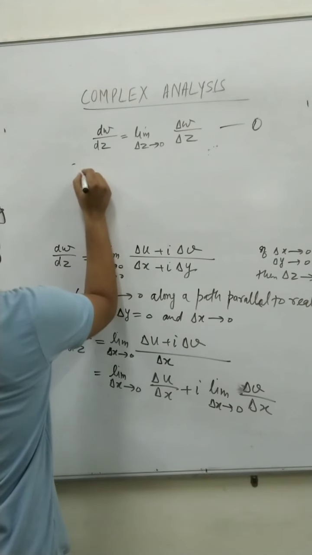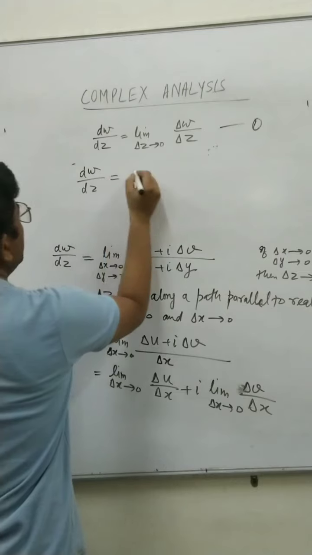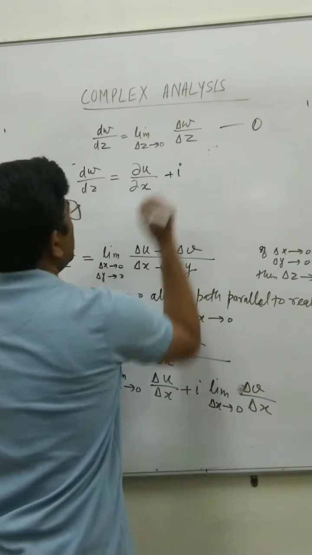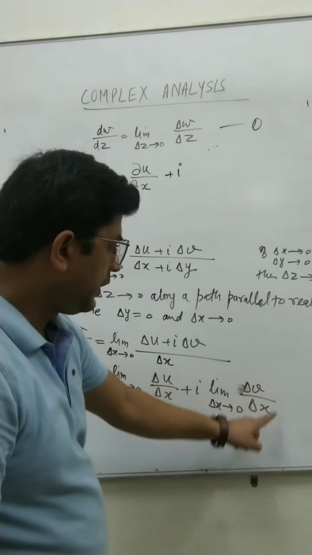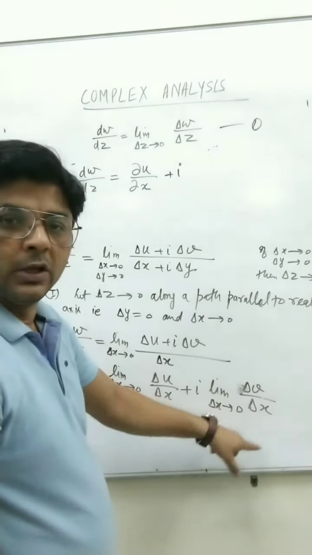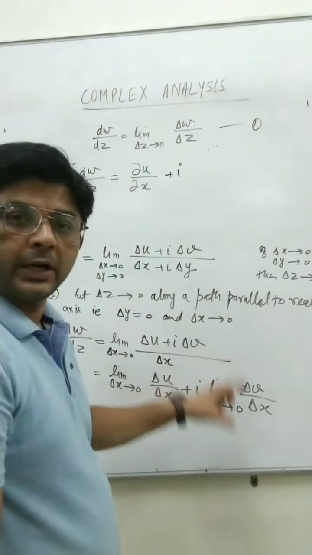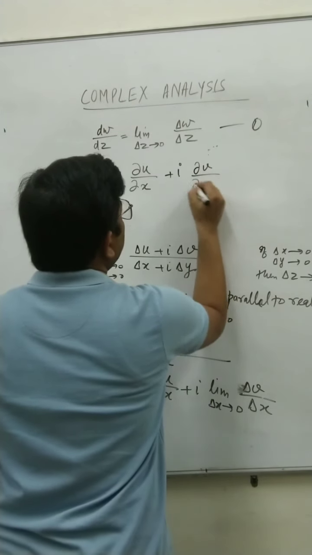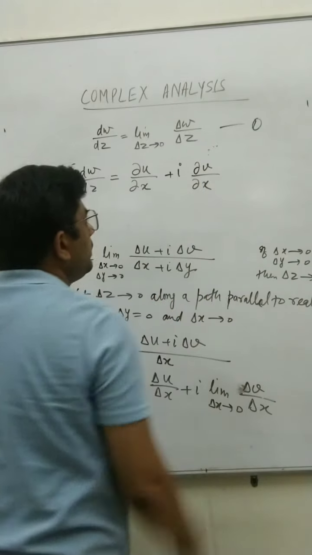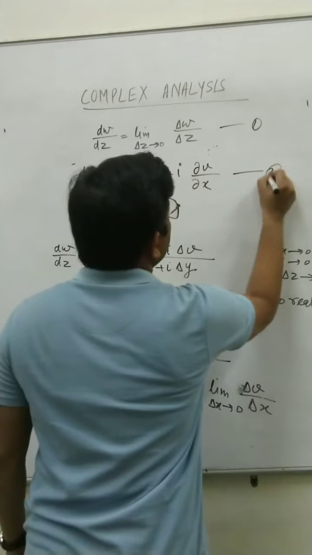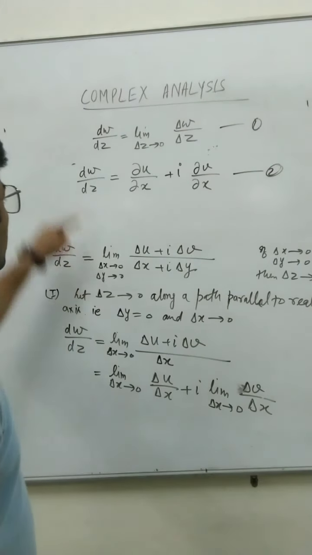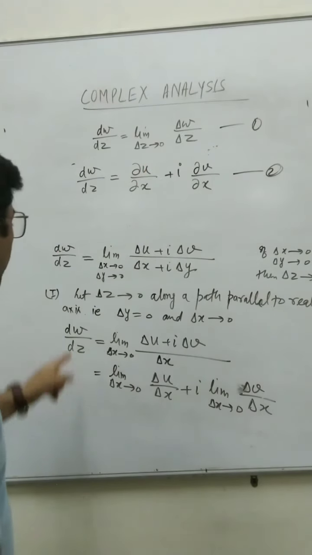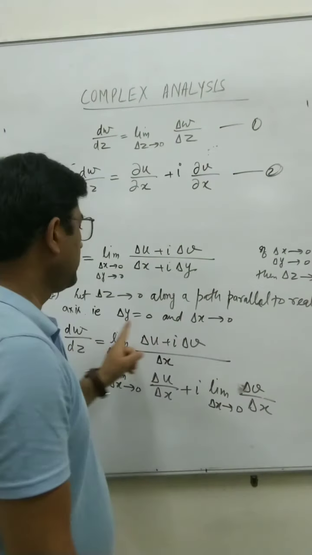So now we have dw upon dz equal to the partial derivative of u with respect to x plus i times, similarly, change in v upon change in x. Since v is also a function of two variables x and y, this is the partial derivative of v with respect to x. We can suppose this is equation number 2. So we get this value of dw upon dz when we move along the path parallel to the real axis.